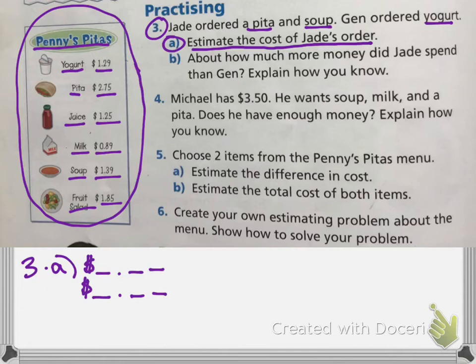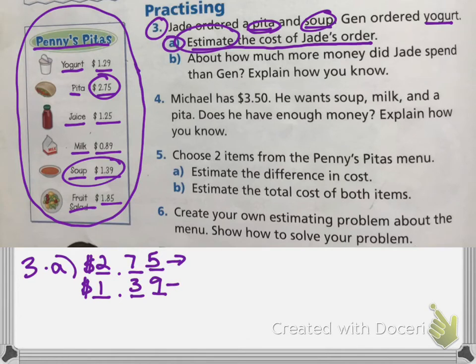All right, Jade ordered a pita and soup. So those are the 2 numbers that you should have looked for. A pita, $2.75. And the other thing was soup, $1.39. Okay, that's all I wanted you to do. I didn't want you to add or subtract or anything, because now we have to figure out, do we calculate that or do we estimate that? The instruction was estimate.